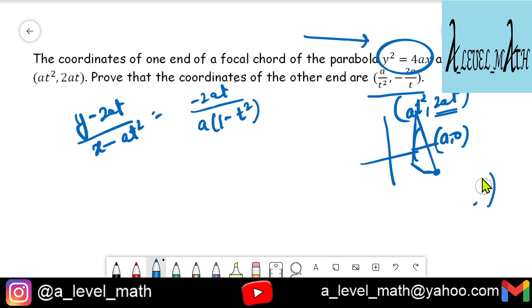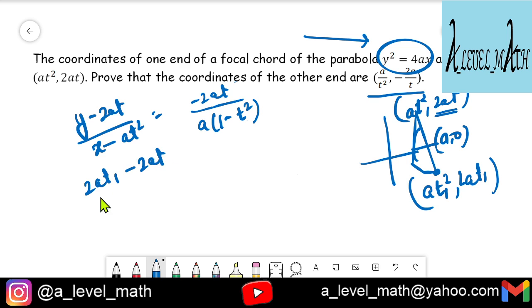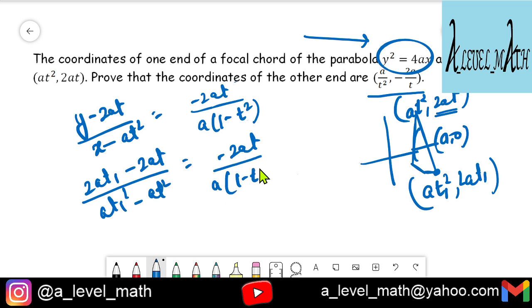So I'm sorry. Let's assume that the other coordinates are at1^2 comma 2at1. We have randomly chosen a point. t1 will vary. So now let's pass this focal chord through this point. Okay. So what we have is 2at1 minus 2at divided by at1^2 minus at^2 is equal to minus 2at divided by a times 1 minus t^2. Okay, so let's simplify this now.